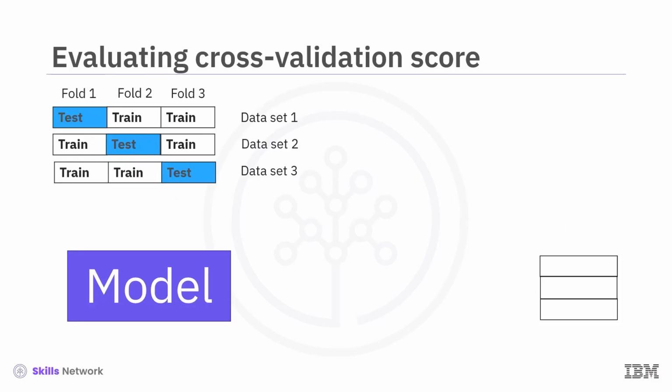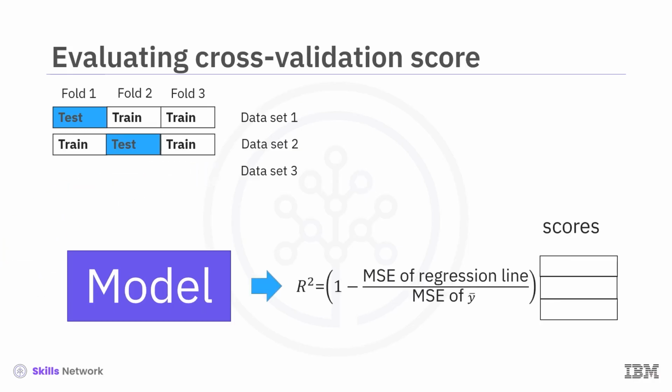First, we split the data into 3 folds. We use 2 folds for training, the remaining fold for testing. The model will produce an output. We will use the output to calculate a score. In the case of the R-squared, i.e. coefficient of determination, we will store that value in an array.